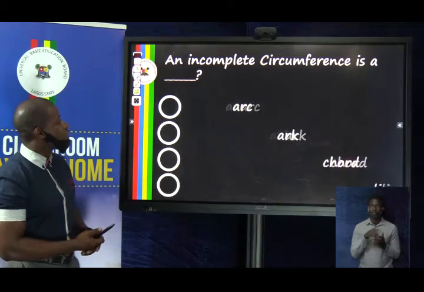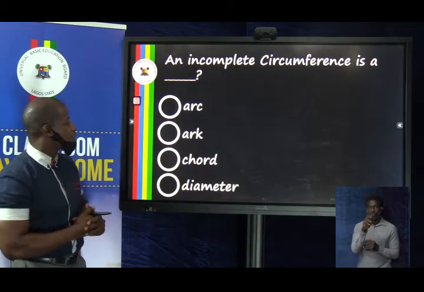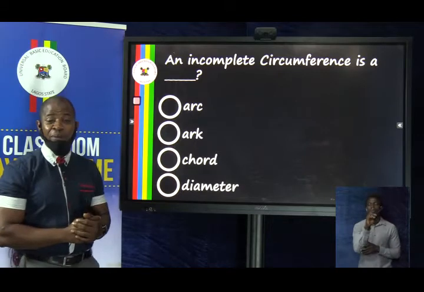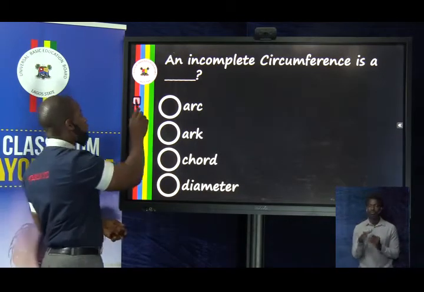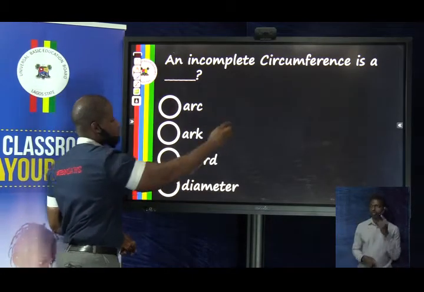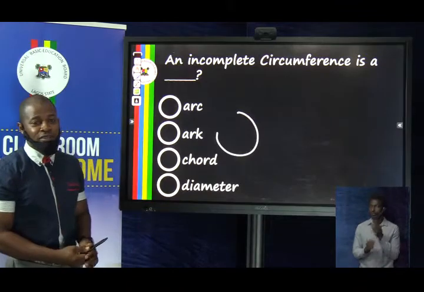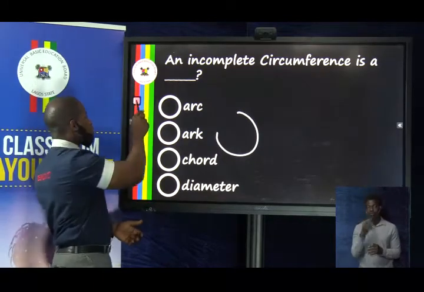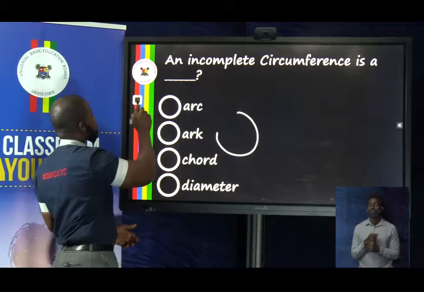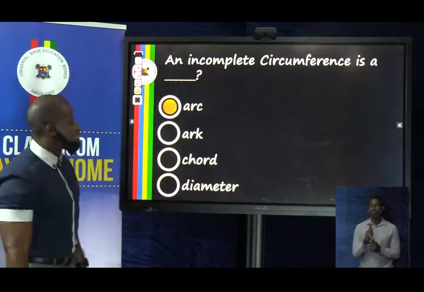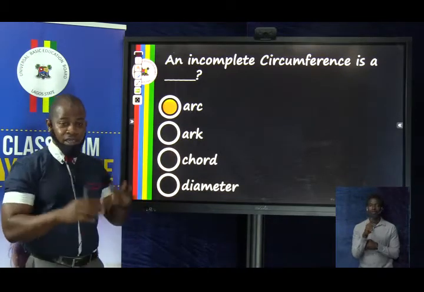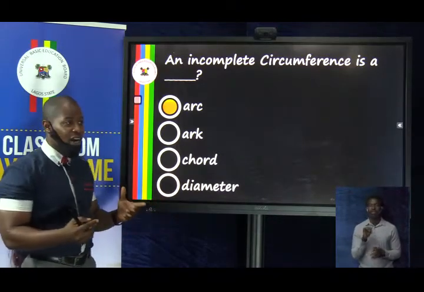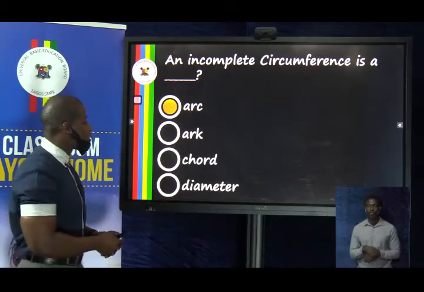Now let's see what this one is saying. An incomplete circumference is called what? We have arc, A-R-C, or ark, A-R-K, or chord, or diameter. Which one is it? An incomplete circumference. I can draw it for you. Yeah, what do we call that? Is it arc, ark, or chord, or diameter? Well, you know the answer by now. Correct option is, it is the arc, A-R-C. I've told you that ark is a wooden construction like an Ark of the Covenant, or the other ark that carried Moses and his people on the water. That's a boat. So okay.